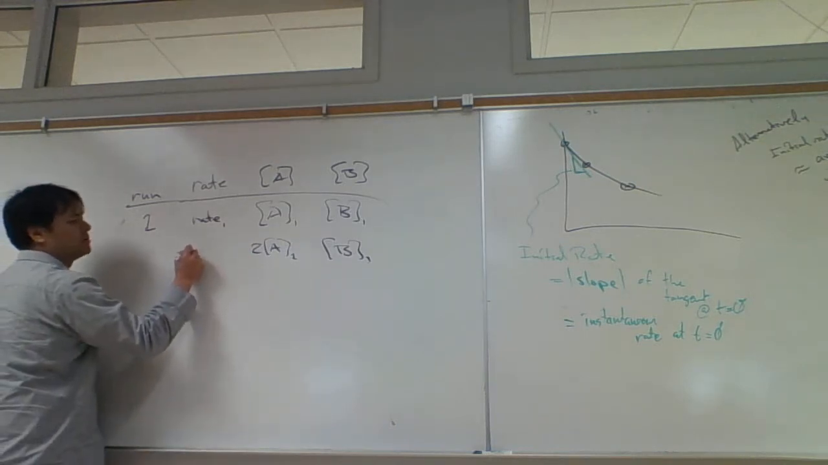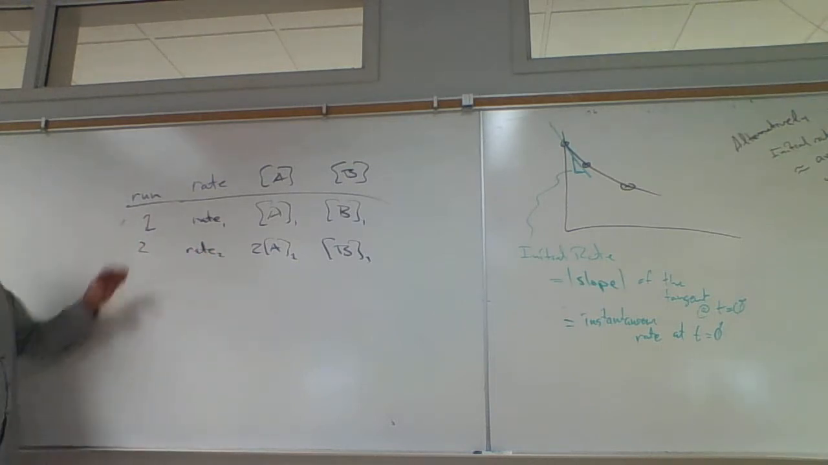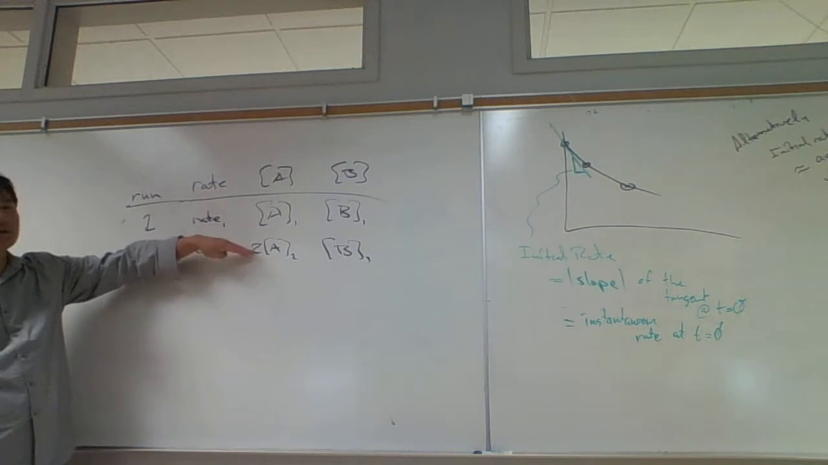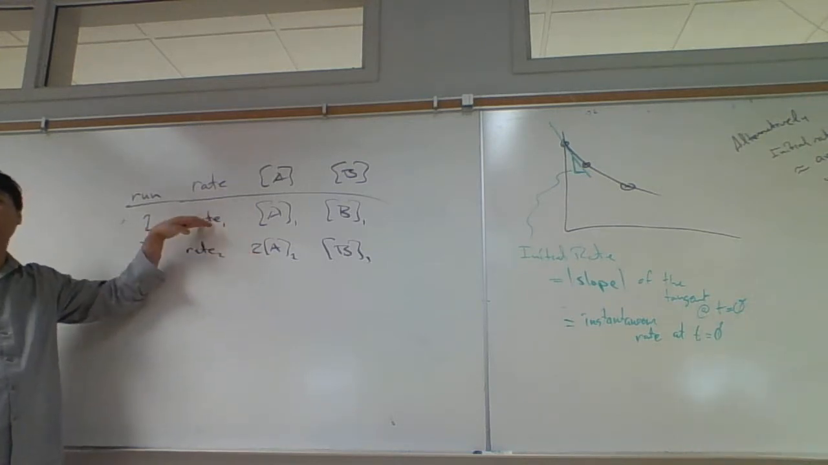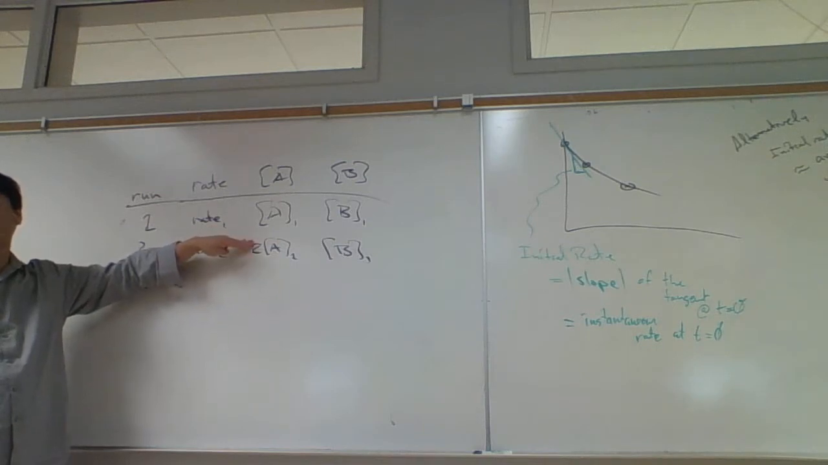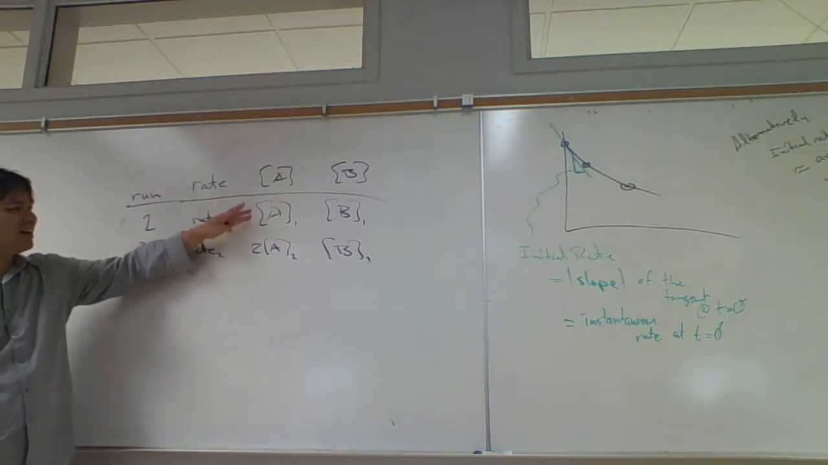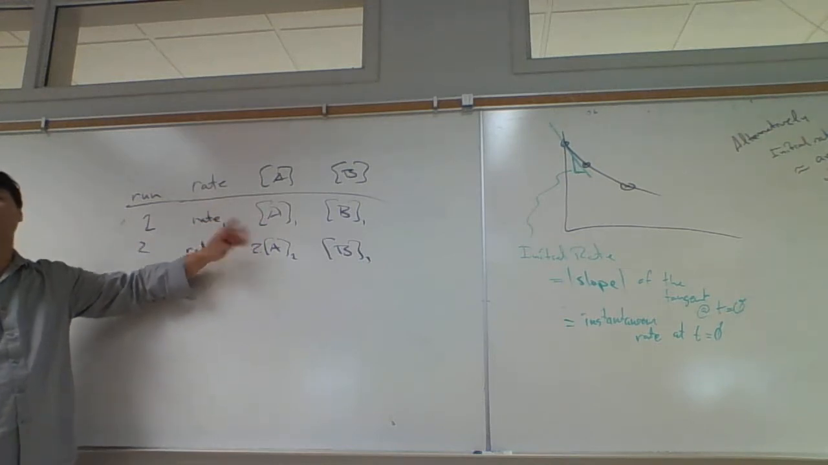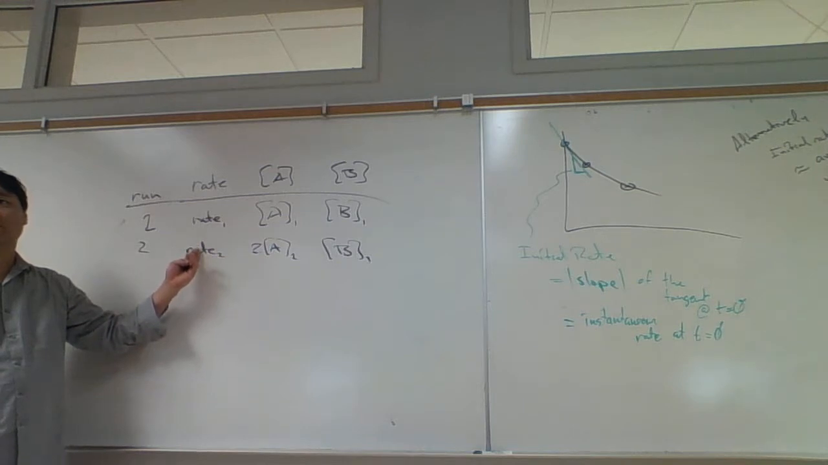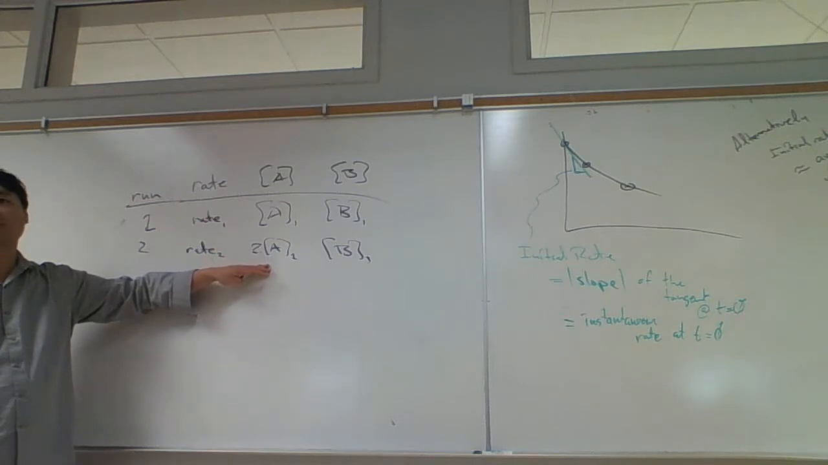And then we look at what happens to rate 2. So this is what's going to happen. If we double the concentration and nothing happens to the rate, the rate stays the same. That's 0 order. There's no dependence. That's option 1. Option 2, we double the concentration and the rate doubles. That's first order. And then option 3, we double the concentration, the rate quadruples. That's second order.